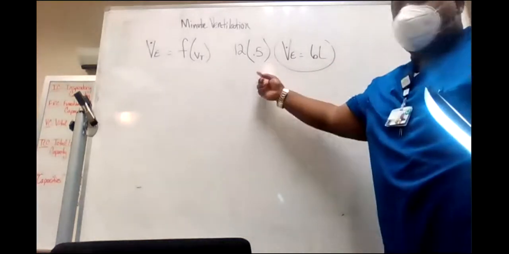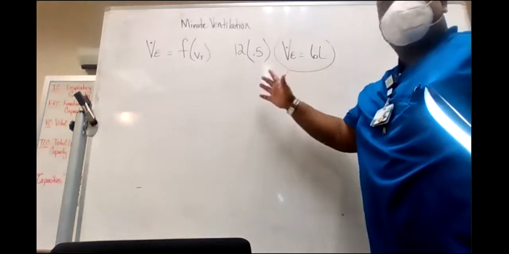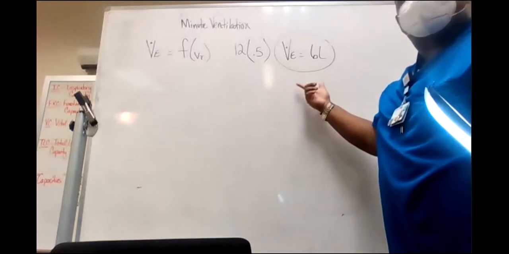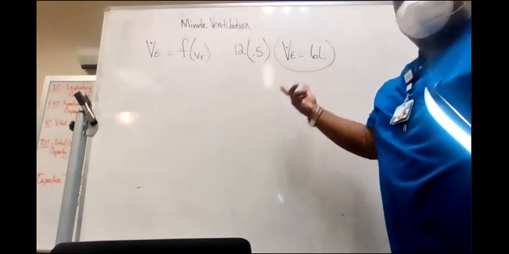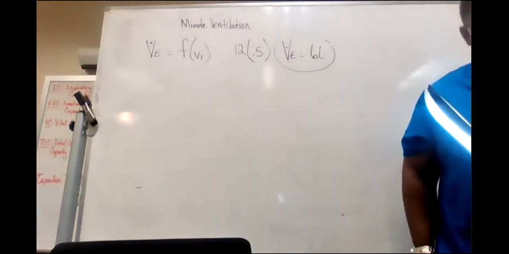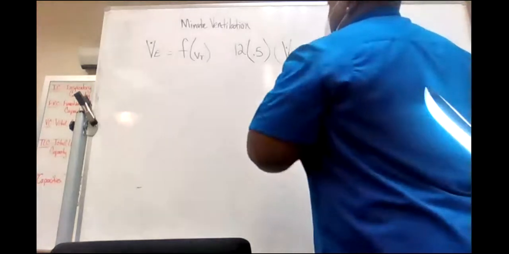When you put the volume in here, you need to put it as the decimal so it comes out as liters. But if you didn't, that's fine. You would have got 6,000. That would have been 6,000 mLs, and you need to change that to 6 liters. All right.